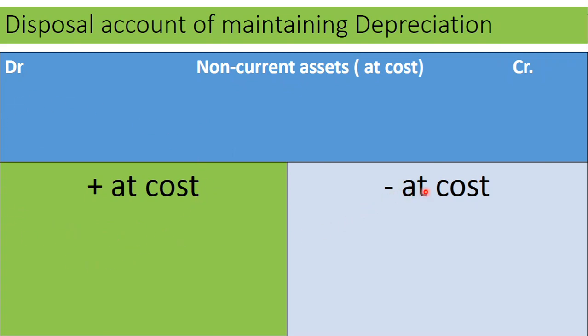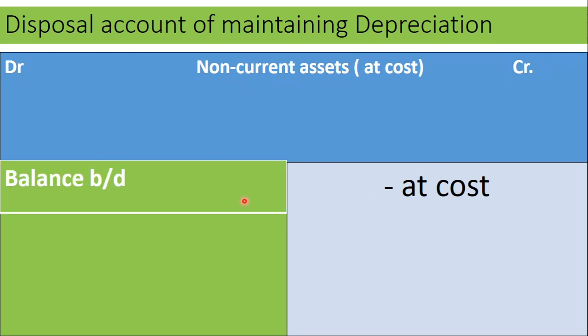And the credit side records reduction in non-current assets. So when you sell off, it gets reduced, so you record here. Remember, both sides must be recorded at cost, not the market price. So what did we record here?